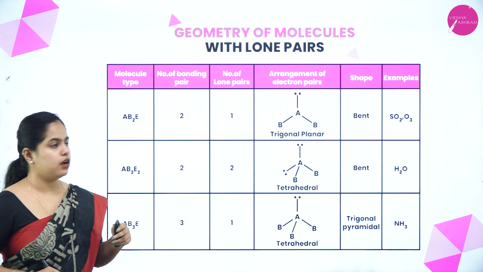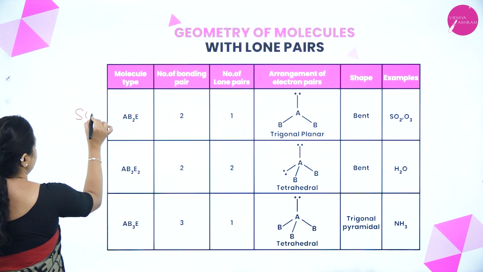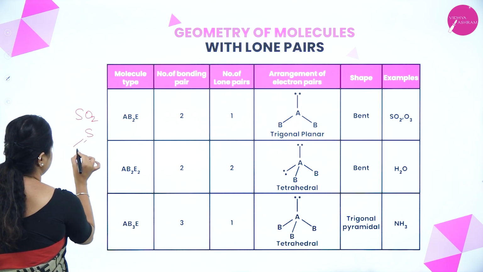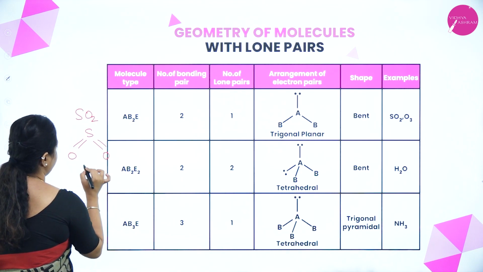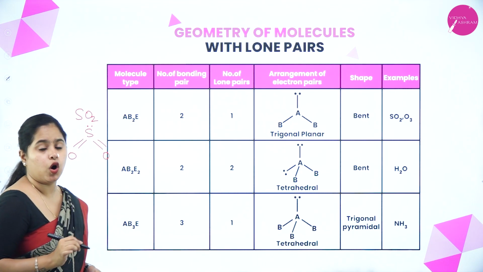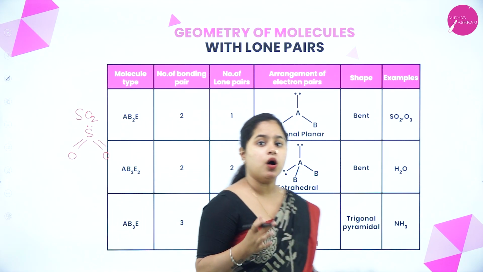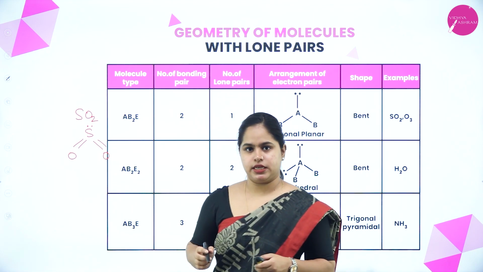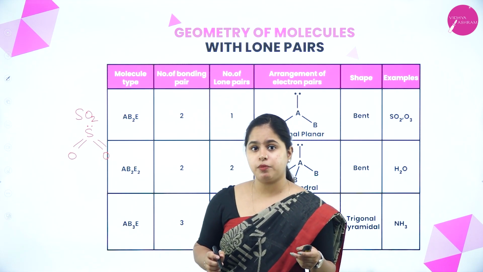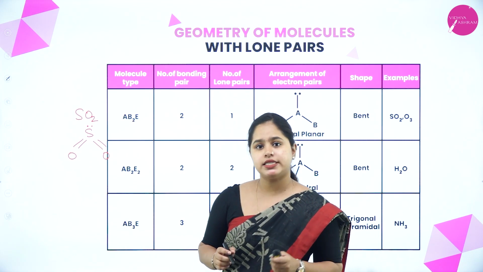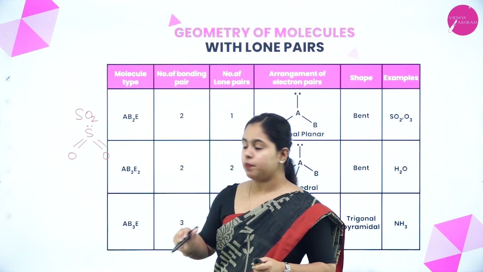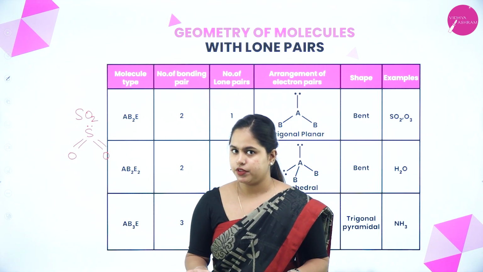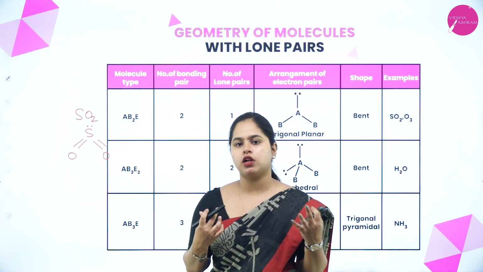So now let's begin with the first example. Let's take the example of the SO2 molecule. As you can see, S double bond O, and a lone pair is present on the sulfur atom. So how do you calculate the total number of electron pairs? There are 2 bond pairs here. According to VSEPR theory, multiple bonds are considered as a single bond. So 2 bond pairs and 1 lone pair, a total of 3 electron pairs are present.